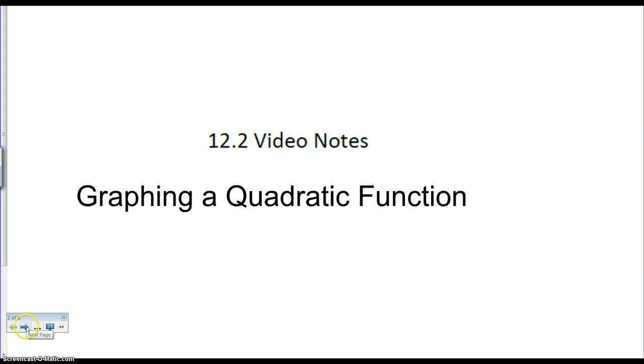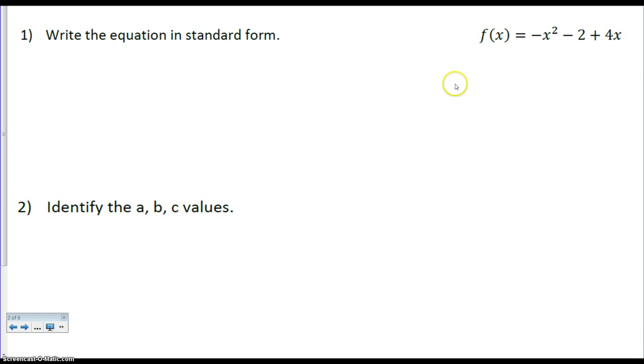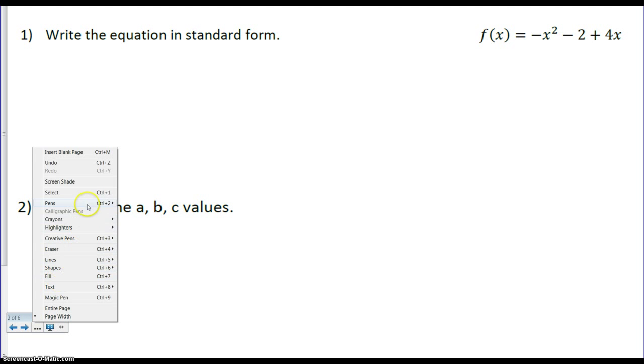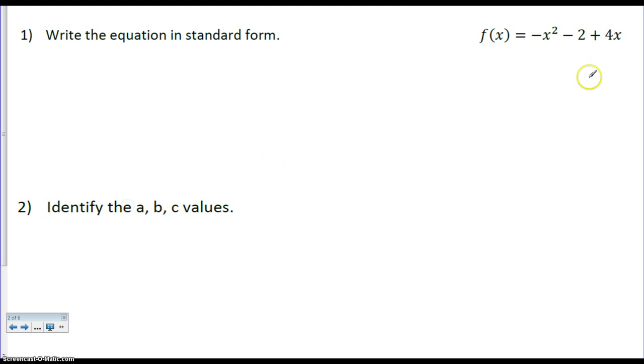So, the question that I gave you guys is I want you guys to graph this equation here. Okay? I want you guys to graph negative x squared minus 2 plus 4x.